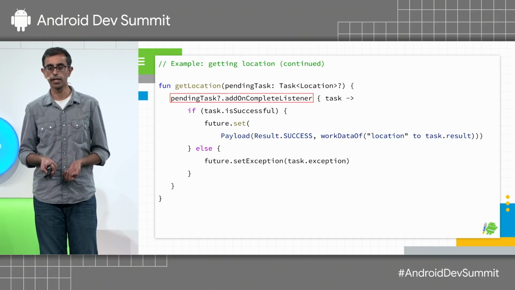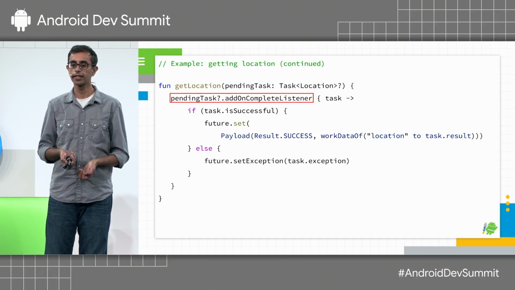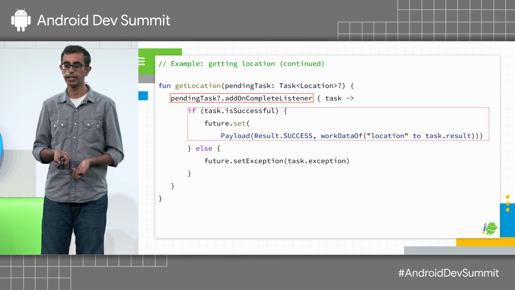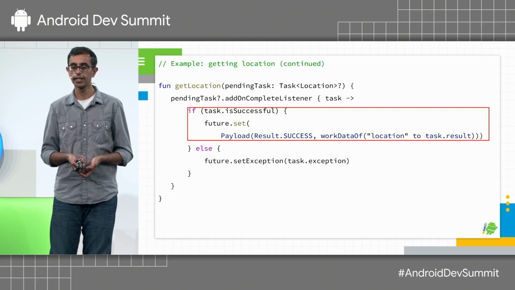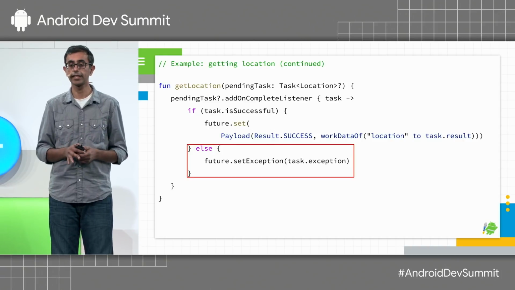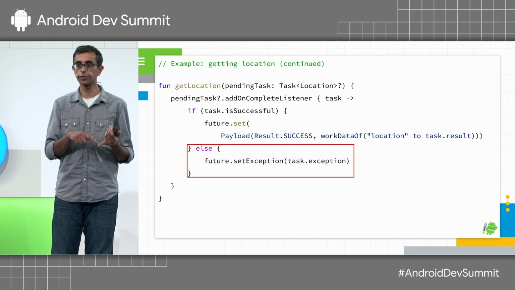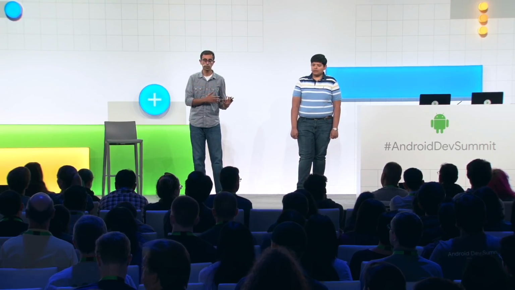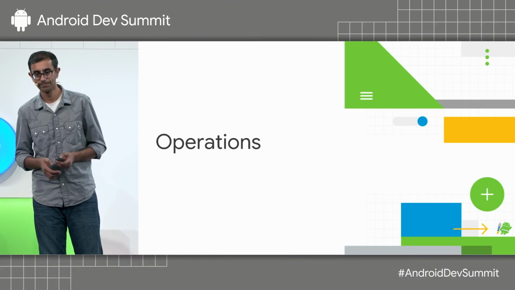In the getLocation method, we'll use that task, and we'll add a listener to it. If the task is successful, we'll pass that location back with a success status. Otherwise, we'll set an exception on the future. So that's it. We've basically addressed the three cases where we want to have a successful or an unsuccessful task, or if we don't have permissions. And WorkManager will attach that listener. It'll listen to the success or failure of your task and do the bookkeeping as necessary.